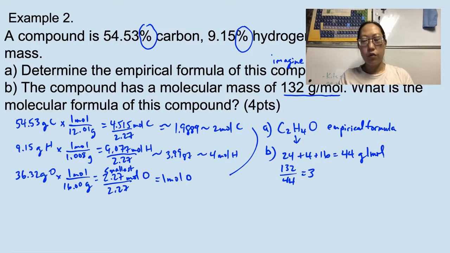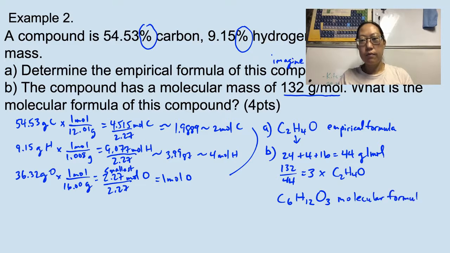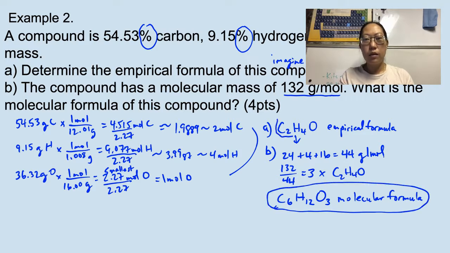So the molecular formula is 3 times C2H4O. It needs 3 times the mass of everything in there. So our molecular formula is C6, 3 times 2 is 6. H12, 3 times 4 is 12. O3, 3 times 1 is 3. So this is our molecular formula. There's our molecular formula, and here's our empirical formula, and we're all set with that.